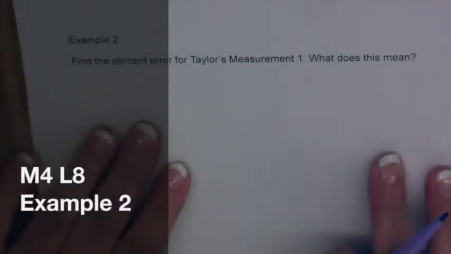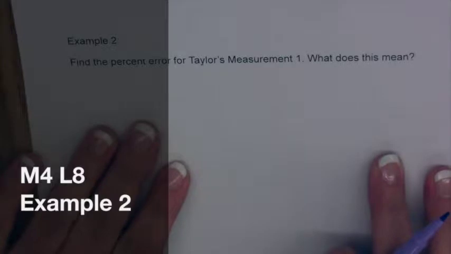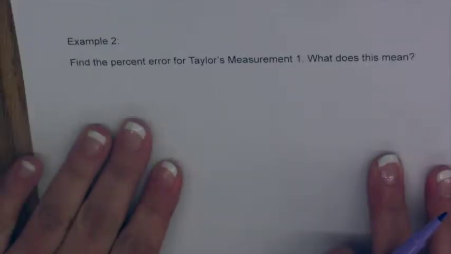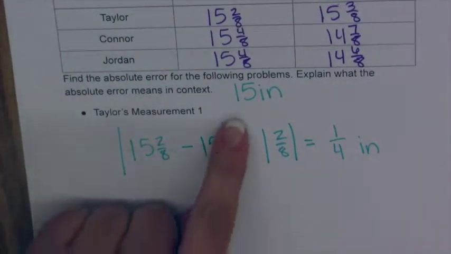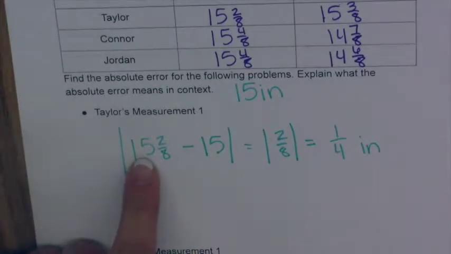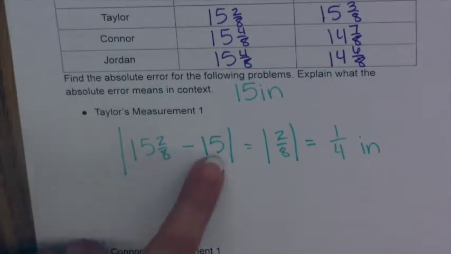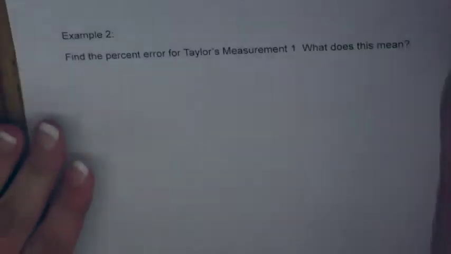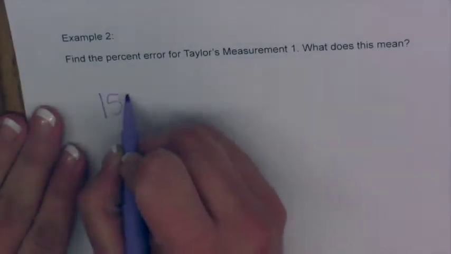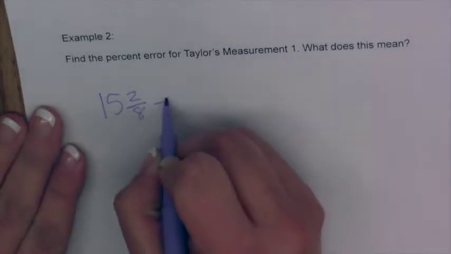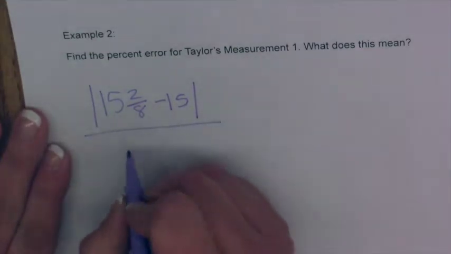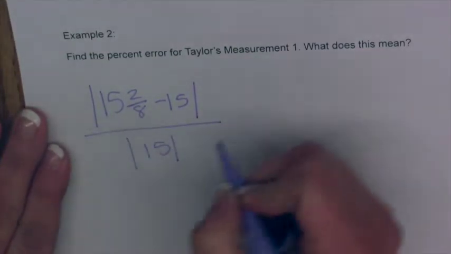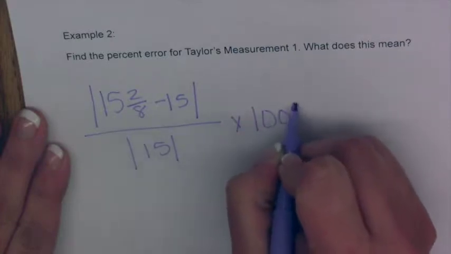All right, example 2. Find the percent error for Taylor's measurement 1. What does this mean? So we're going to go back and look at Taylor's measurement 1, and we're going to look at this part right here that we used. If we think back to our formula, this was our a minus x, the top part of that fraction. So we're going to have 15 and 2/8 minus 15 in our absolute value brackets, all divided by the actual measurement times 100%.